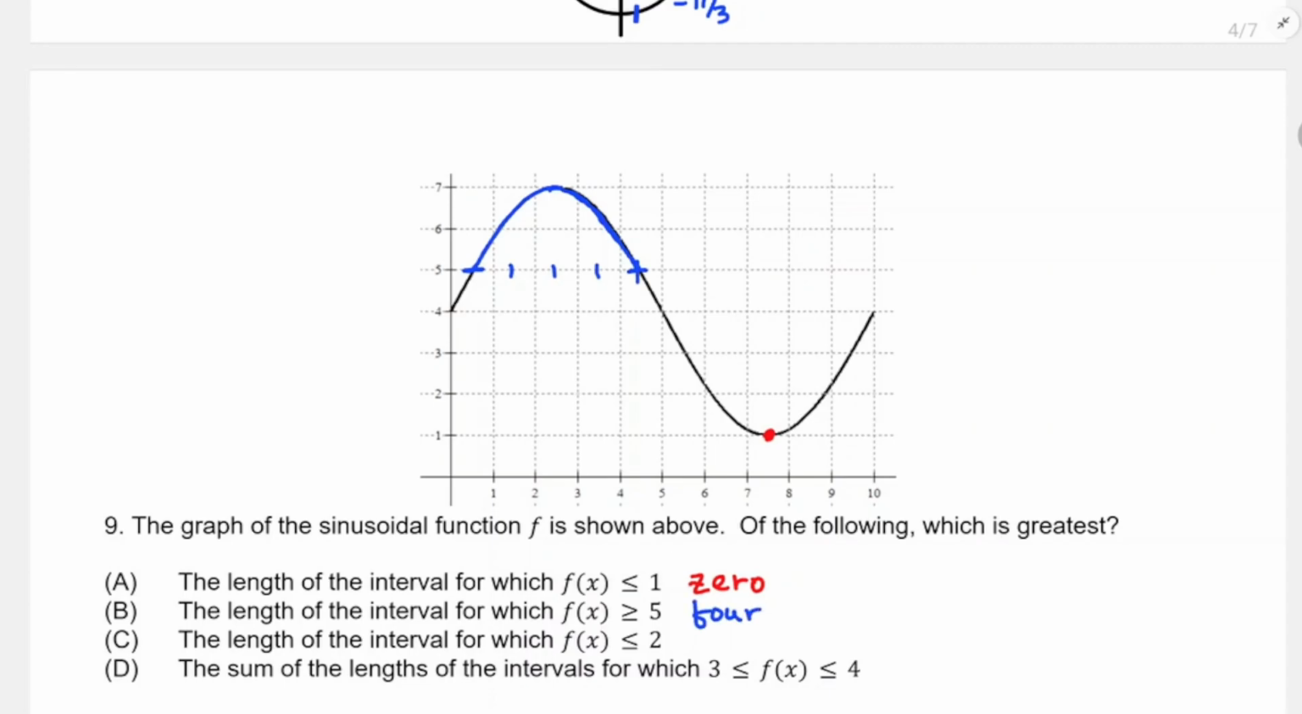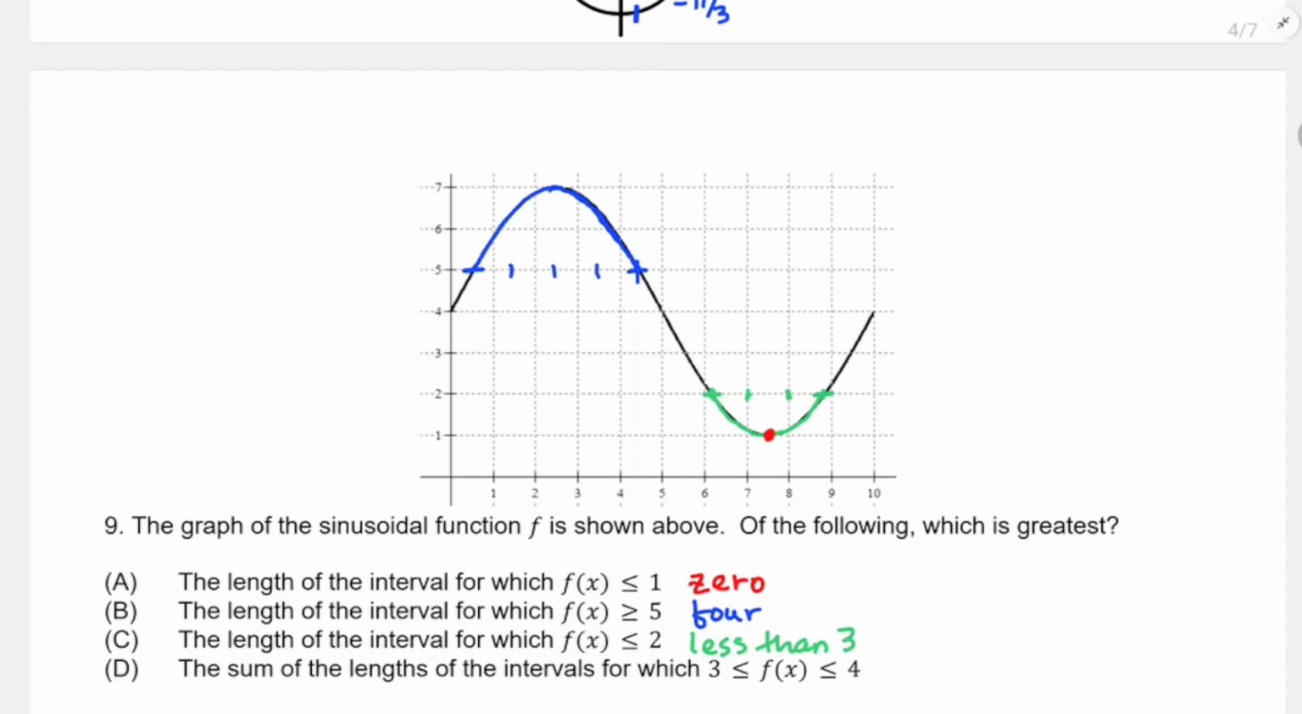The length of the interval for which f of x is less than or equal to 2. I'm just going to do the same thing. f of x is equal to 2 right here and right there, and less than down here. So I'm thinking, from here, that's about 1, 2. It's less than 3. Okay, that's what I'll say, less than 3.